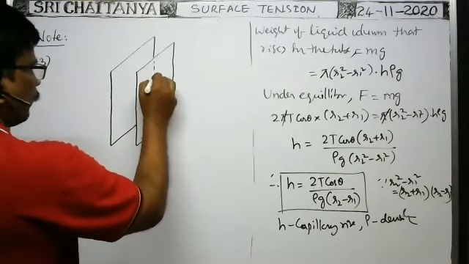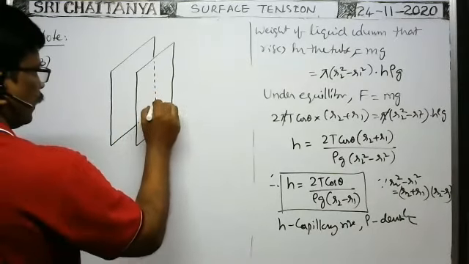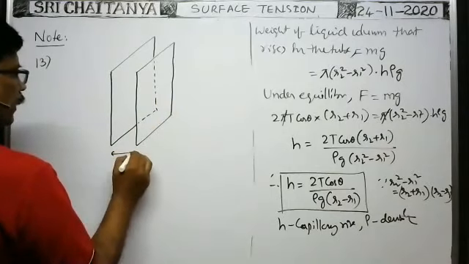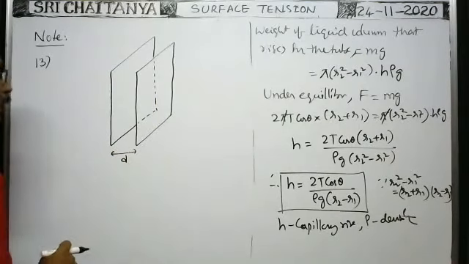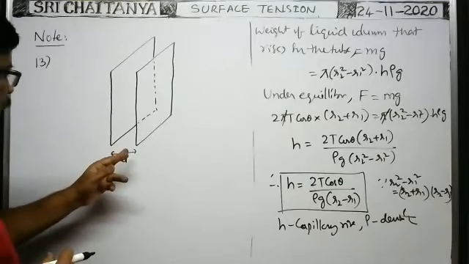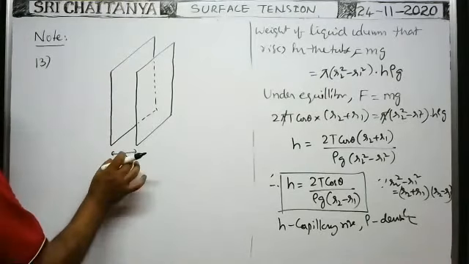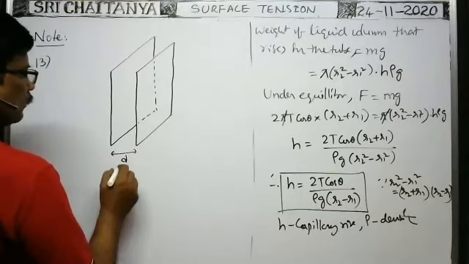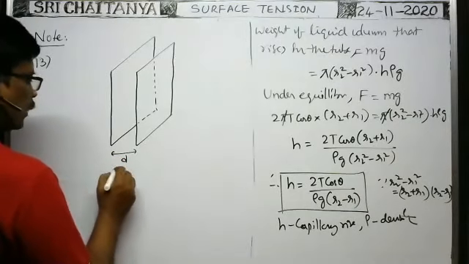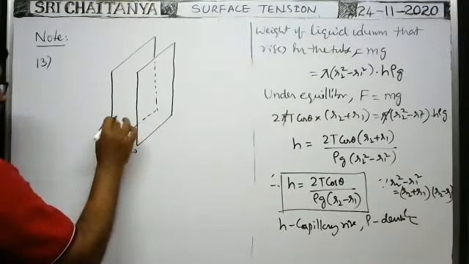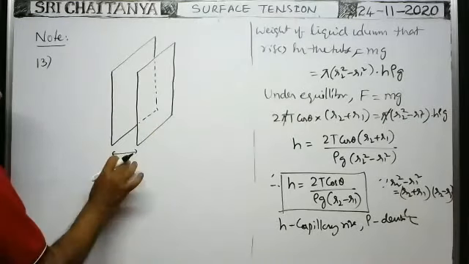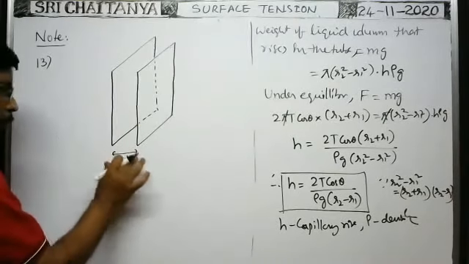Two glass plates are kept parallel to each other and very near to each other, so that these two are separated by a distance d, which is very much less. It is in the order of millimeter only, very small. D is the distance between the two parallel glass plates. That is very, very small. It is in mm only.